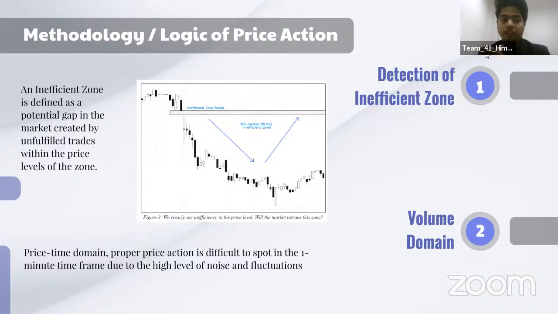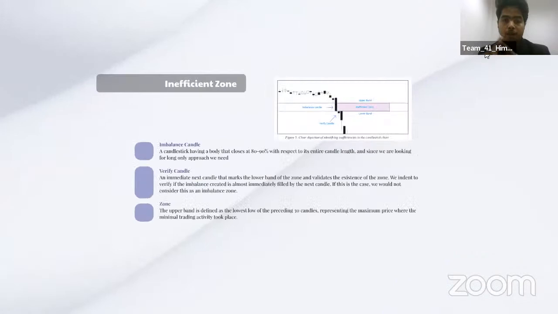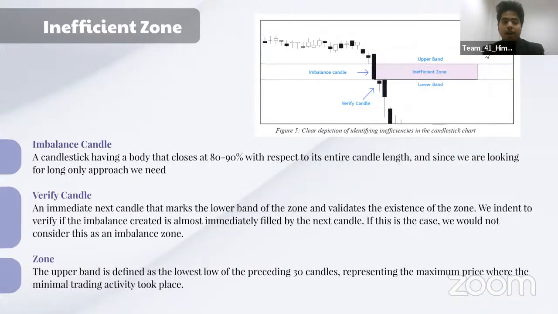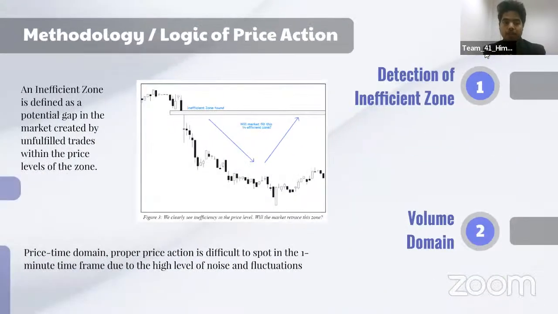To detect the inefficient zone, we have divided the process into two key components. First is identification of an imbalanced candle, and second is the marking of the zones around them. So the imbalance candle's high marks the lower band of the zone, and the lowest low of the preceding 30 candles marks the upper band of the zone. With this, we move to the next section where our goal is to exploit the 1-minute trades. So it is necessary to address the issue of noise.